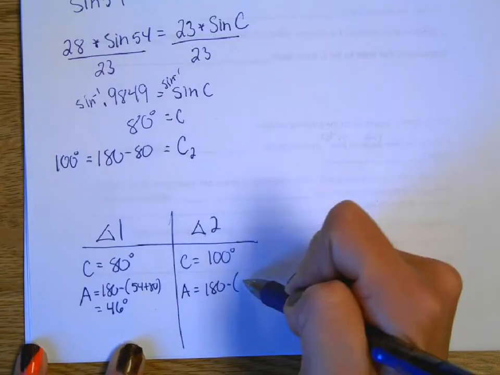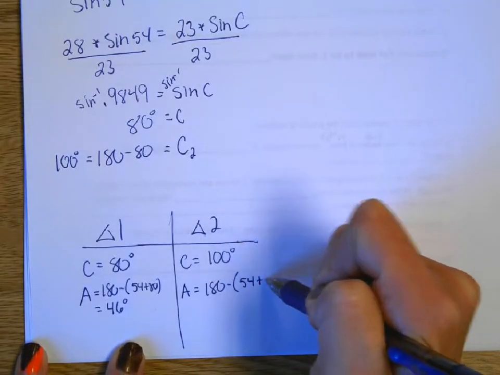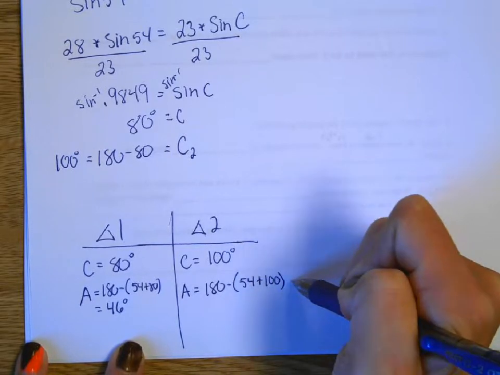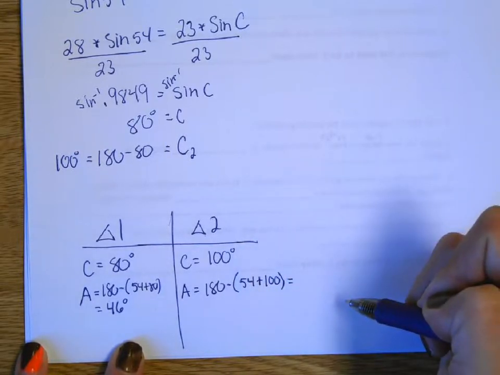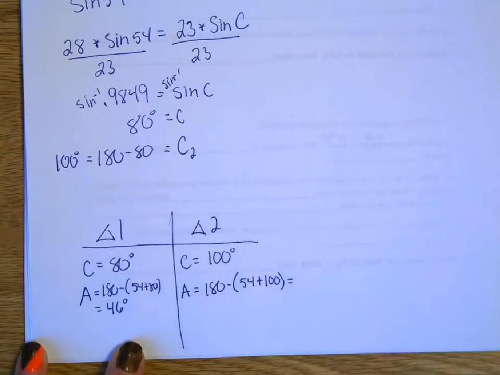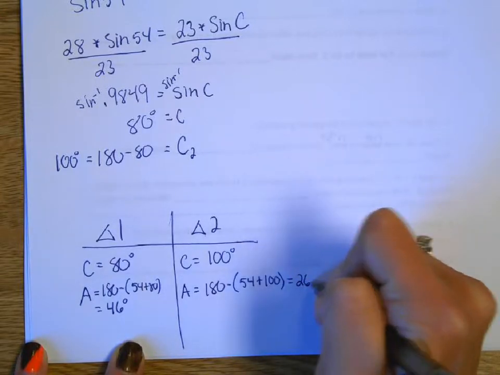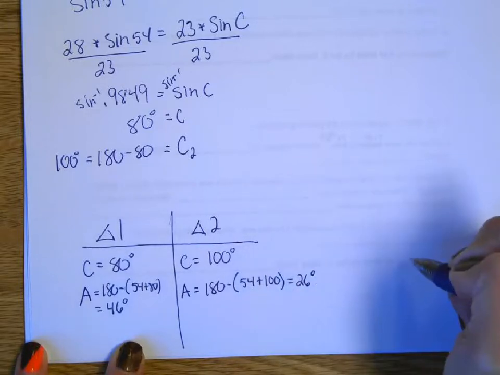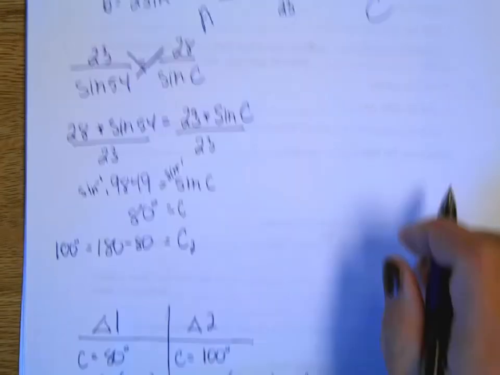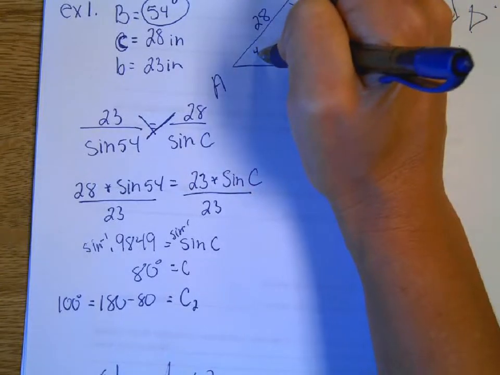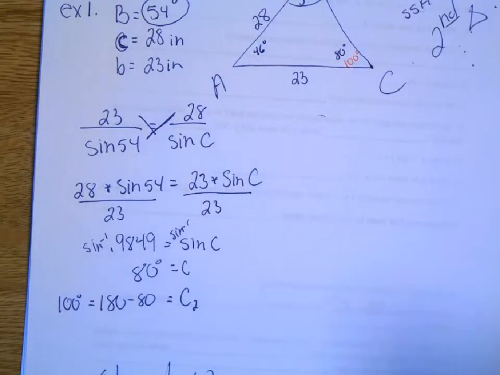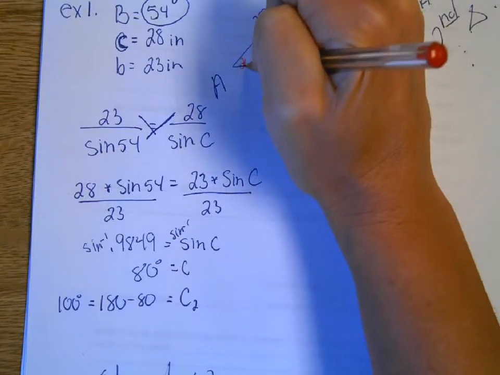So 180 minus 54 plus 100. Is there anything left? 154. 180 minus 154 is 26 degrees. No problems. There's no red flags here. You're going to see when a red flag happens. So we do have two triangles. My angle A could be a 46 degree angle, and it's going to be a 26 degree angle.